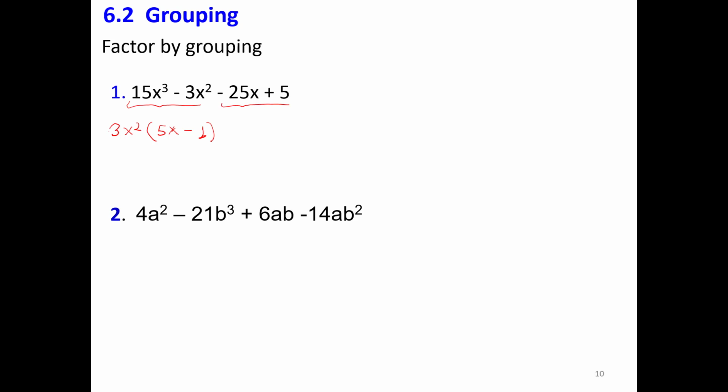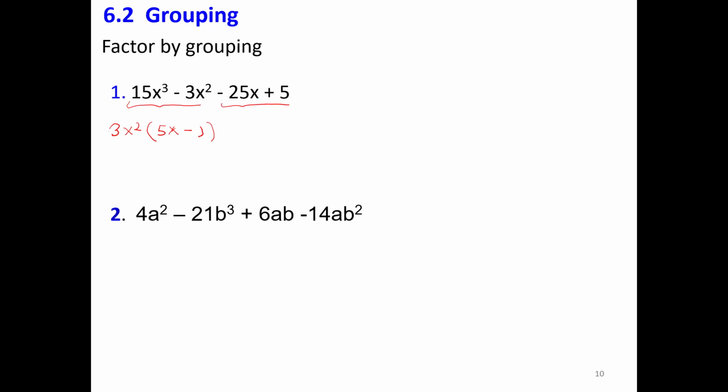And just double check. 3x squared times 5x is 15x to the third. 3x squared times 1 is 3x squared. And we know this is right. That part is right.